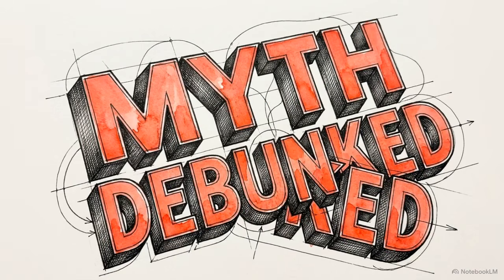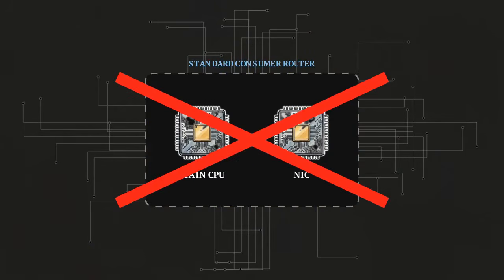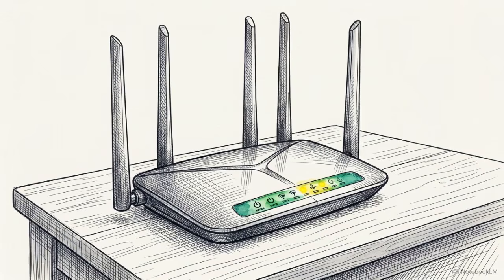A standard commercial router operating on its own does not possess the processing architecture or the specific network interface controllers required to extract that density of spatial intelligence. The router alone computes nothing about the physical environment.